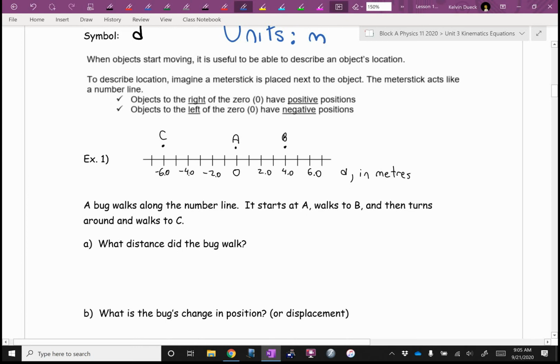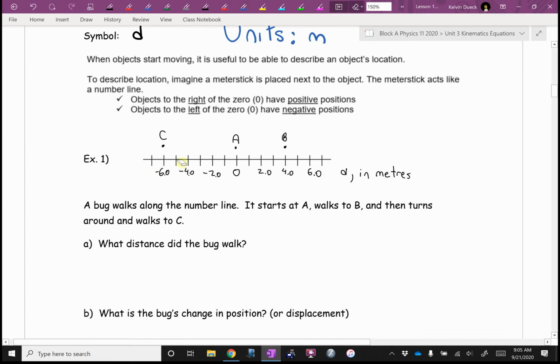If for some reason there is a good mathematical reason to let left be positive, just make a note and I'll figure it out. And there will be later on this year situations where we absolutely let left be positive or down be positive, because it just makes the math way, way, way easier. And we're lazy that way. But for the most part in this unit, right is positive, up is positive, forward is positive.